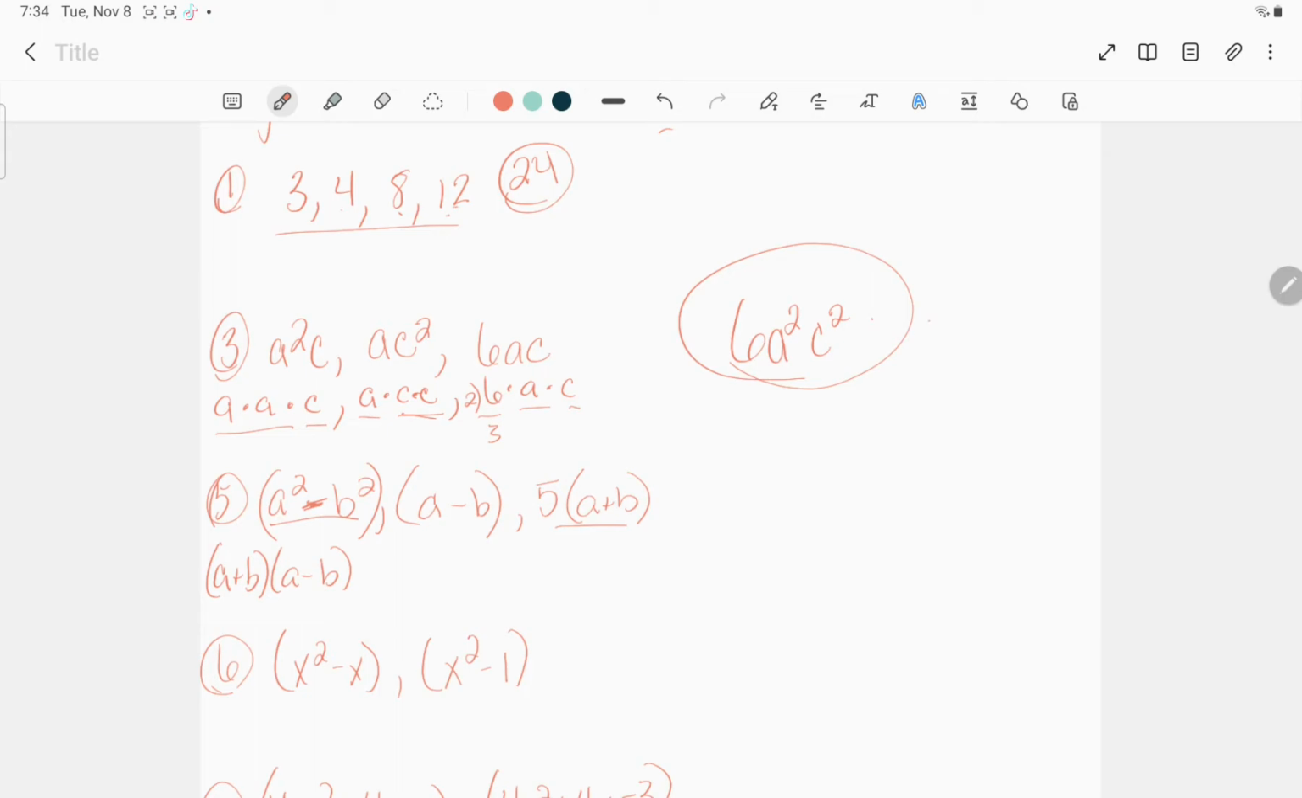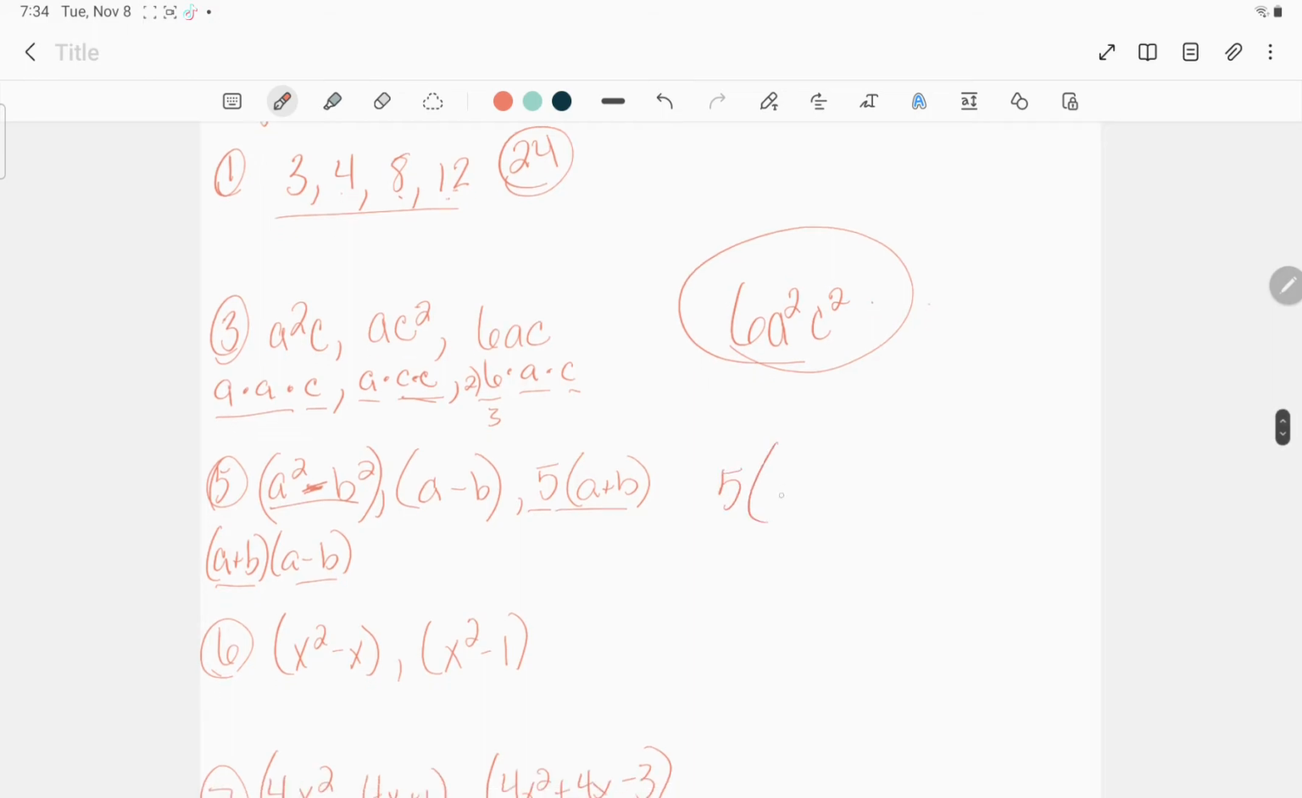So I'm going to put in the maximum number of times that it shows up in any one term. Well, in these, A plus B shows up one time, A minus B shows up one time, and 5 shows up one time. So my least common multiple between all of these is 5 times A plus B times A minus B. Okay?